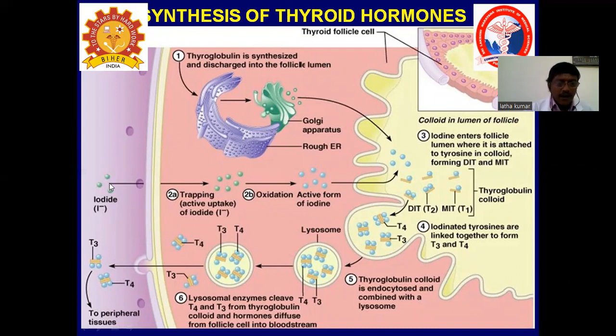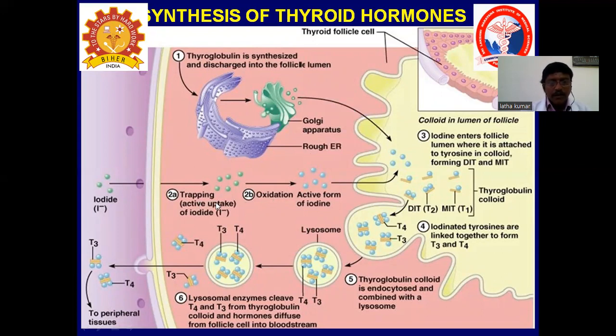The blood containing iodide will be taken up by the follicles, the process of iodide trapping, and thyroglobulin is synthesized and discharged into the lumen of the follicles. So thyroglobulin will be released from the follicle itself, and that enters into the colloid region or lumen of the follicle. The synthesis of thyroglobulin occurs with the presence of Golgi apparatus and the rough endoplasmic reticulum.